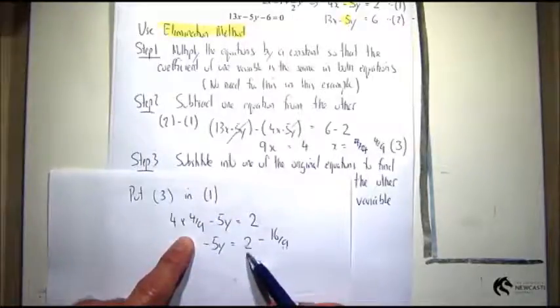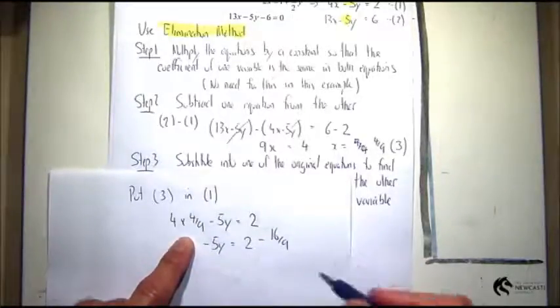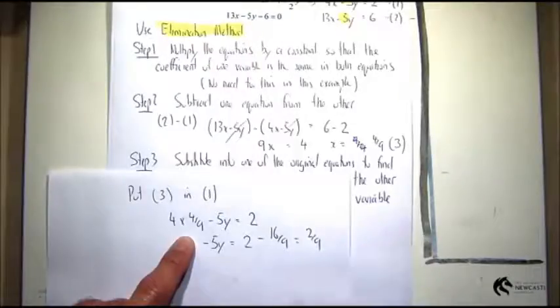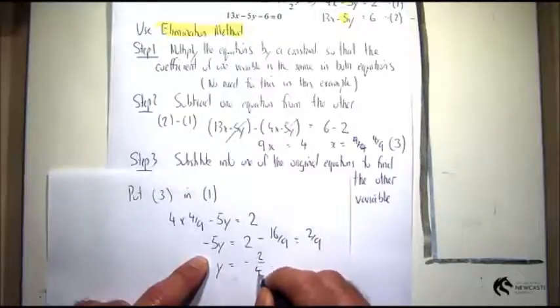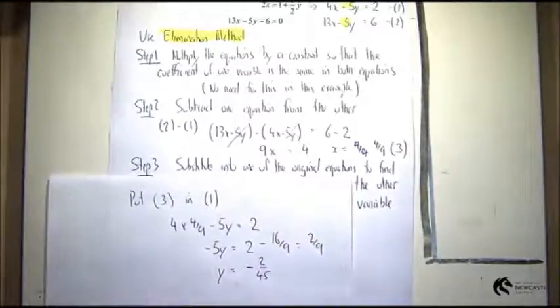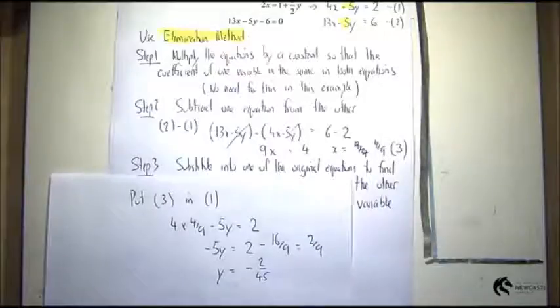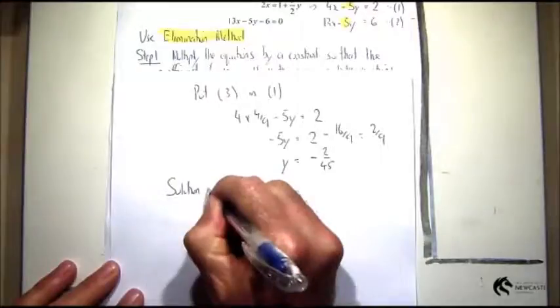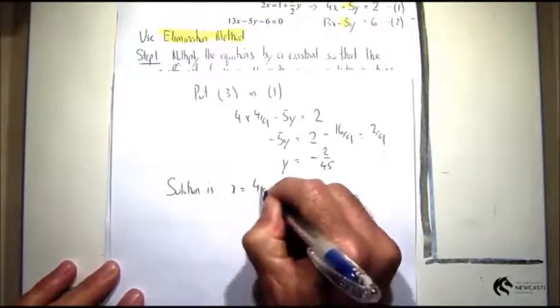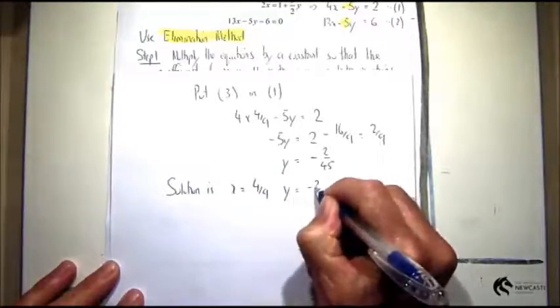2 is 18 on 9. 18 on 9 minus 16 on 9 will be 2 ninths. So now I divide by minus 5 and I'll have minus 2 on 45. And once again, that's not a nice number, but that's what it should be, I think, I hope. And so I believe my solution is x is equal to 4/9, y is equal to minus 2 on 45.